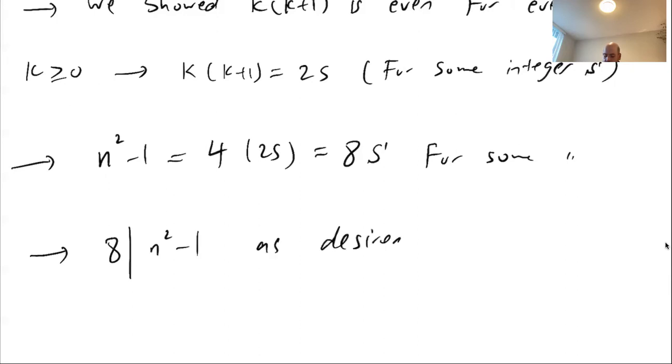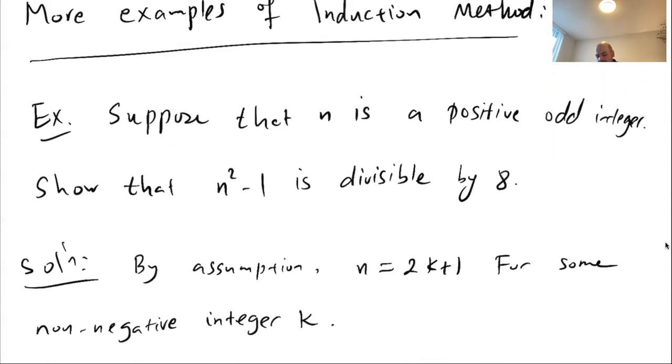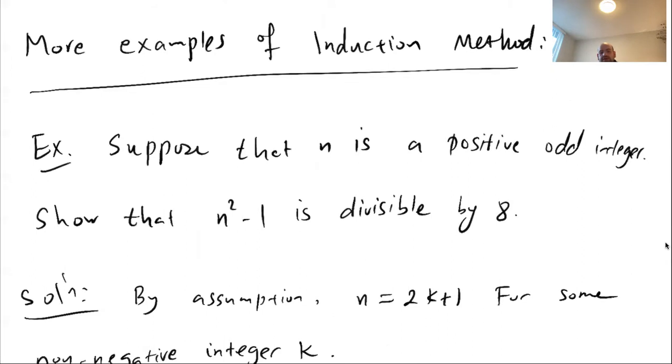So remember, our final goal was to show that n squared minus 1 is divisible by 8. So we wrote n squared minus 1 as a multiple of 8, which is what we needed to do. So this example, by the way, is one of the book exercises. I think it's question 35 in 5.1.